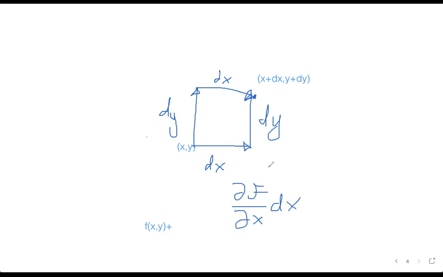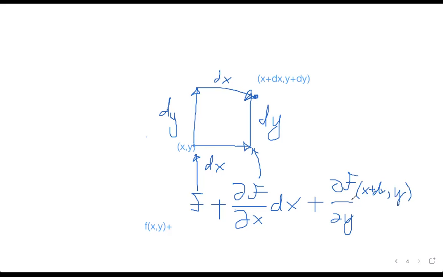So that's the function here, f plus that. And that's at here, then we move to there. And then I could ask, how does it change when I get to here? Well, that would be partial f, partial y, right? Well, not quite. It would be at the new position, x plus dx, y, of this partial times dy.